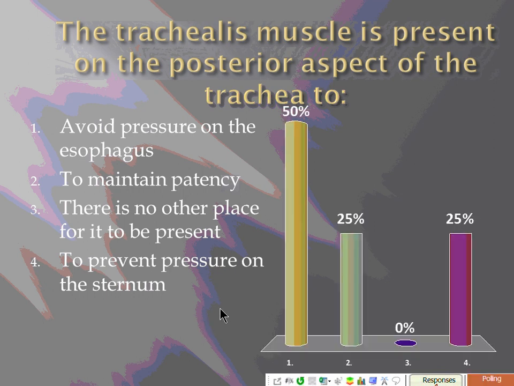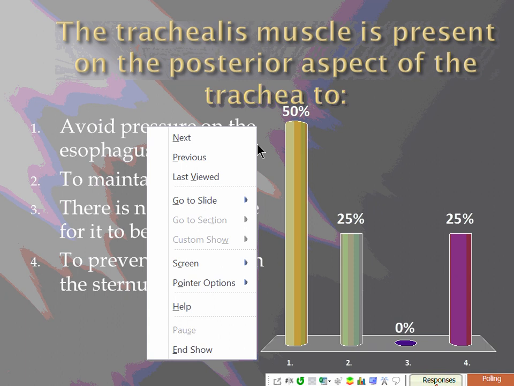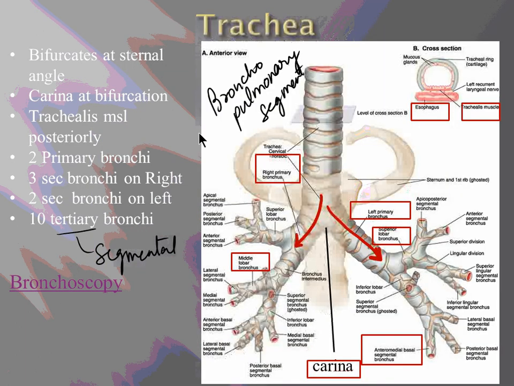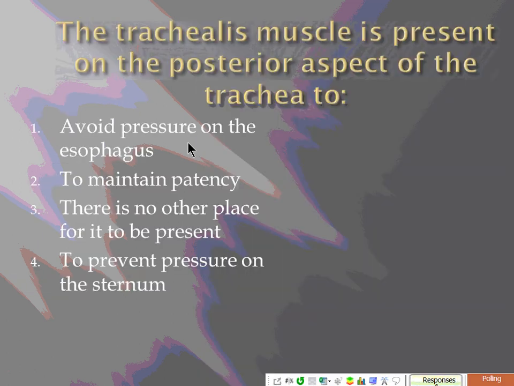Okay, the correct answer is to avoid pressure on the esophagus, and that's why I told you not pressure on the sternum, because it's present posteriorly. Remember, the sternum is anterior, so it cannot be to prevent pressure on the sternum. See, that's why I told you to look at the esophagus. See this? The esophagus is lying immediately behind the trachea. Remember, the food pipe is behind the windpipe. If there was cartilage here, can you understand how it would press on the esophagus when you swallowed? You would have problems. So that's why you have muscle against muscle. Smooth muscle here, and esophagus also made of muscle.